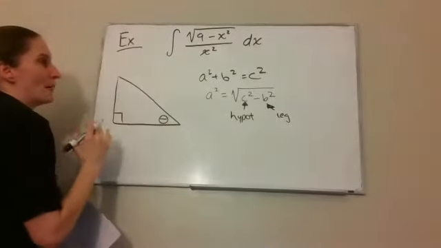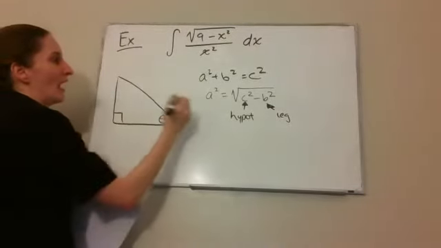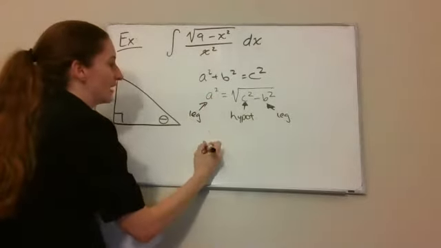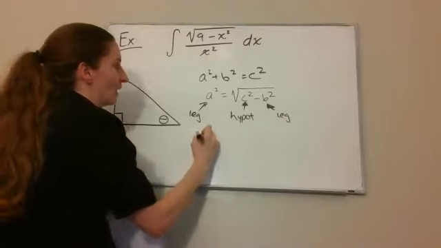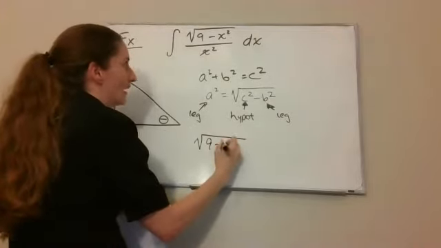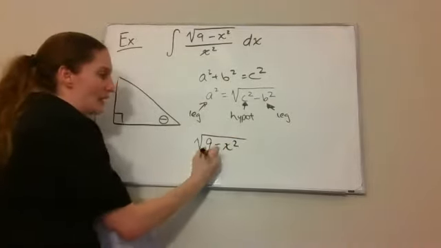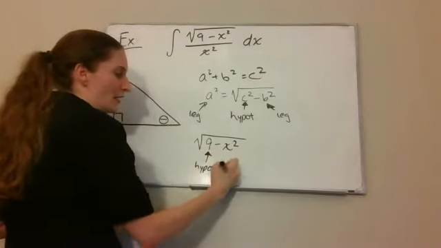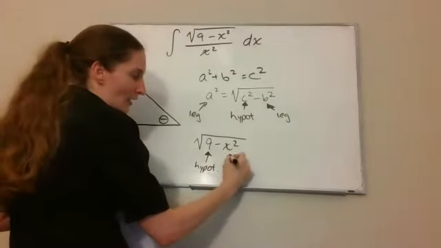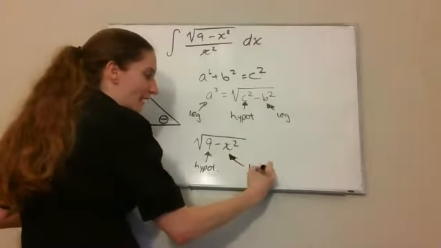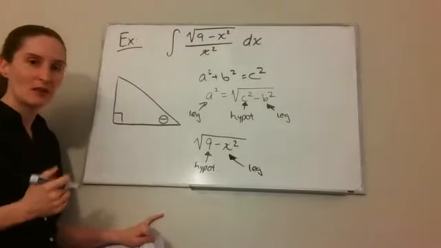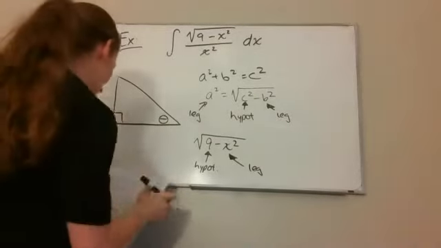So looking at my particular problem, let me just write this down, I have the square root of 9 minus x squared. So that means this 9 corresponds to the hypotenuse squared. The x squared corresponds to one of my legs squared. And then the entire square root is equal to one of my legs as well.